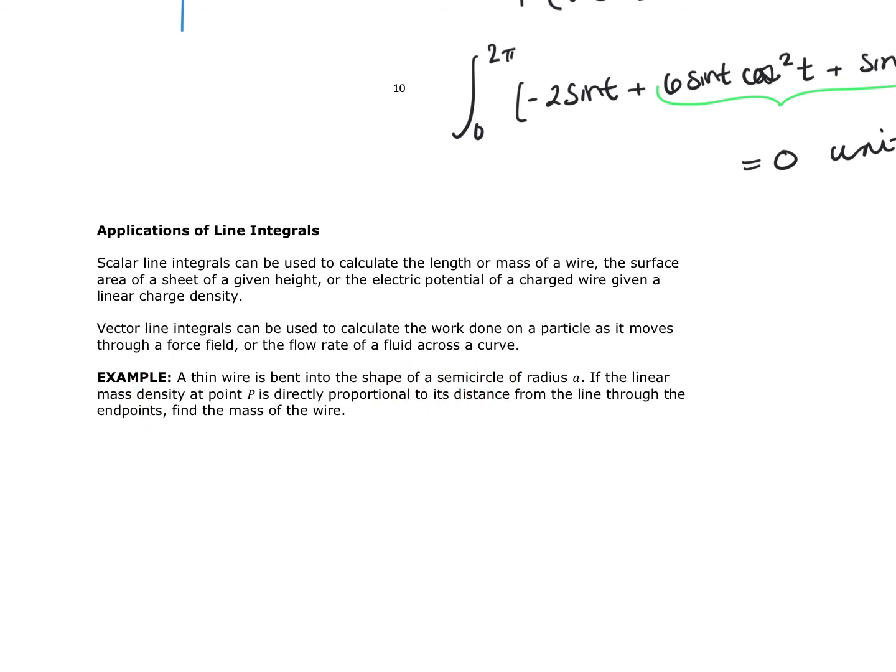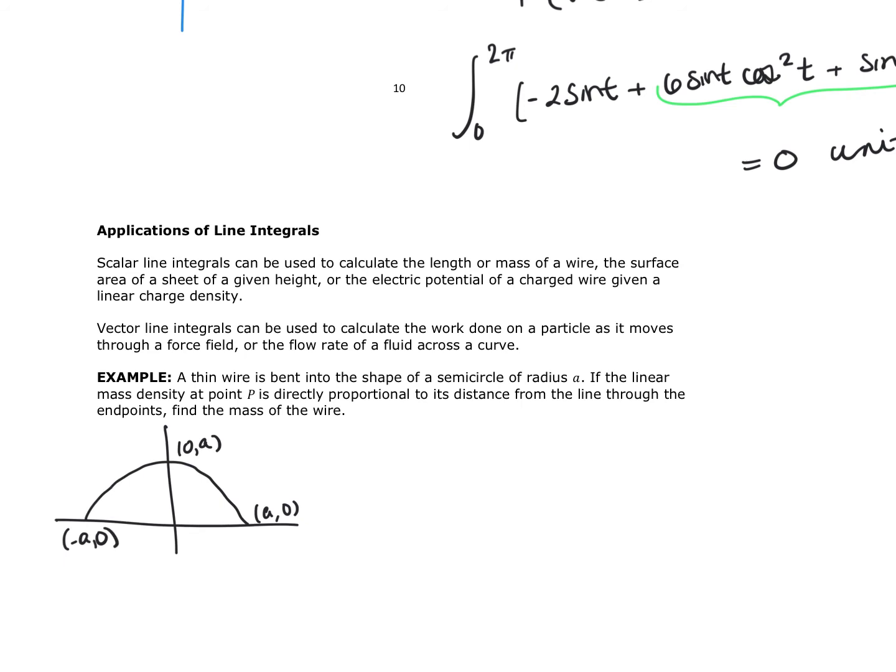Here's an example. A thin wire is bent to the shape of a semicircle of radius a. If the linear mass density at point P is directly proportional to its distance from the line through the endpoints, find the mass of the wire. Well, the first thing I'm going to do is draw a picture. So we have this semicircle, and this is the point 0, a, and this is the point a, 0, and this is the point negative a, 0.